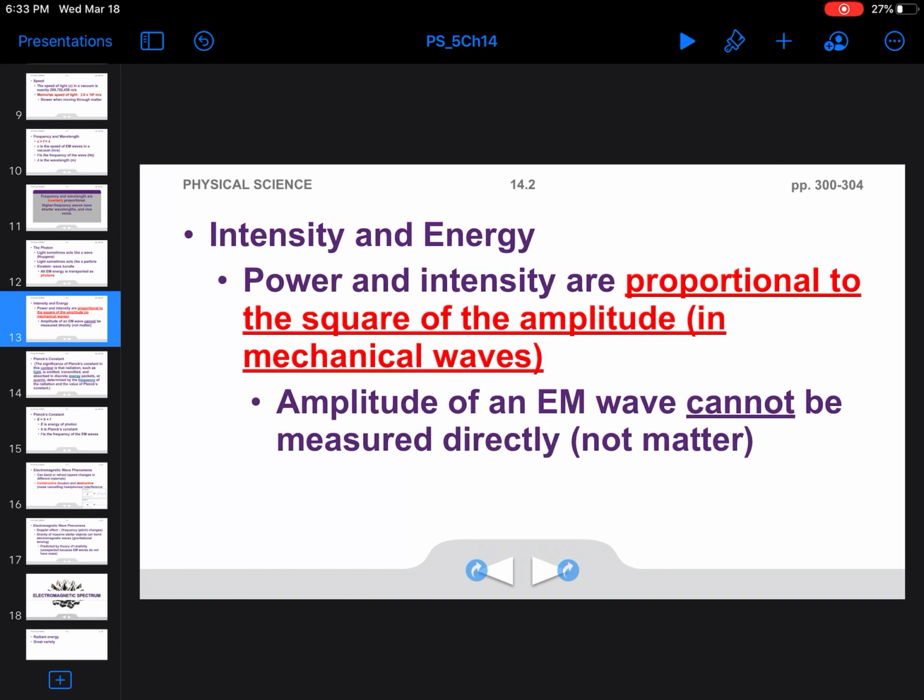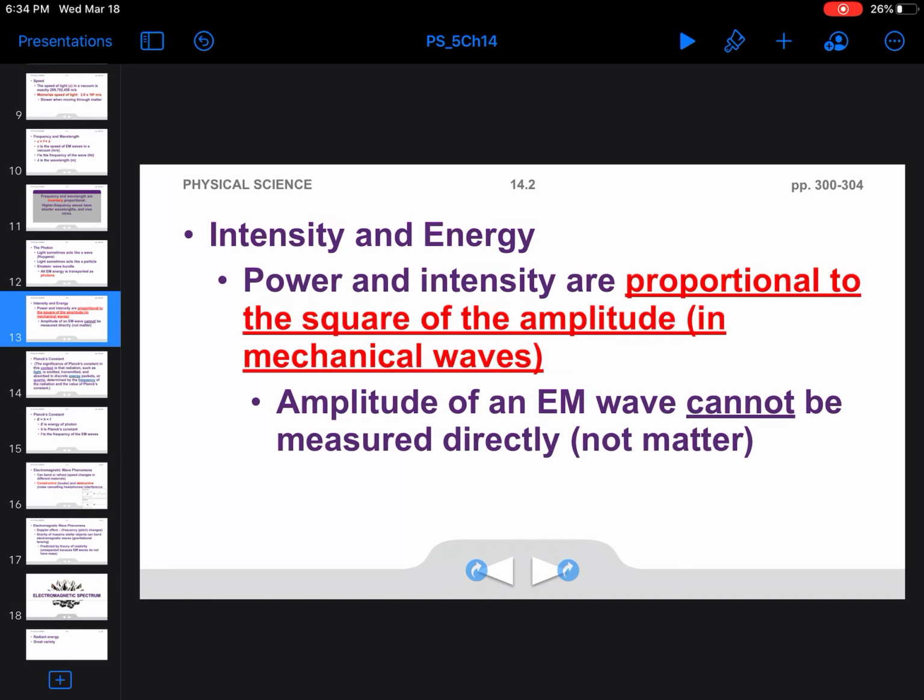Here you see that intensity and energy are also important properties of electromagnetic waves. The power and intensity are proportional to the square of the amplitude, and that is in mechanical waves. You can measure the amplitude of mechanical waves, which are waves of motion. However, the amplitude of an electromagnetic wave cannot be measured directly because there is no matter that can be measured. Whereas you can measure the amplitude of a sound wave or an ocean wave because of the matter that's being moved. But in an electromagnetic wave such as light, you cannot measure the amplitude because there's no matter to be measured.